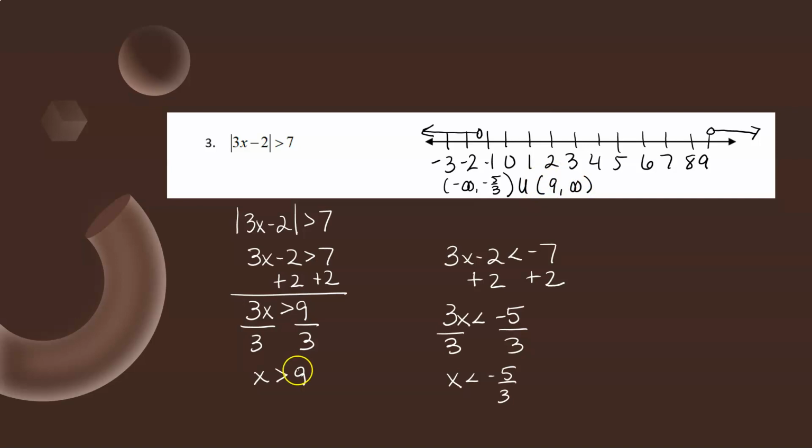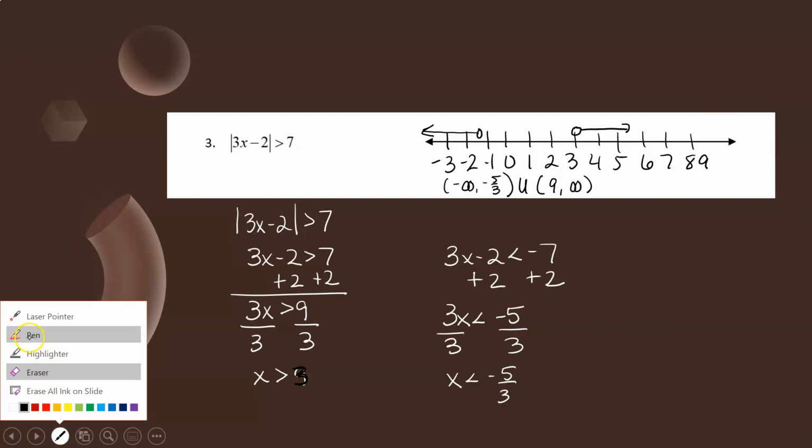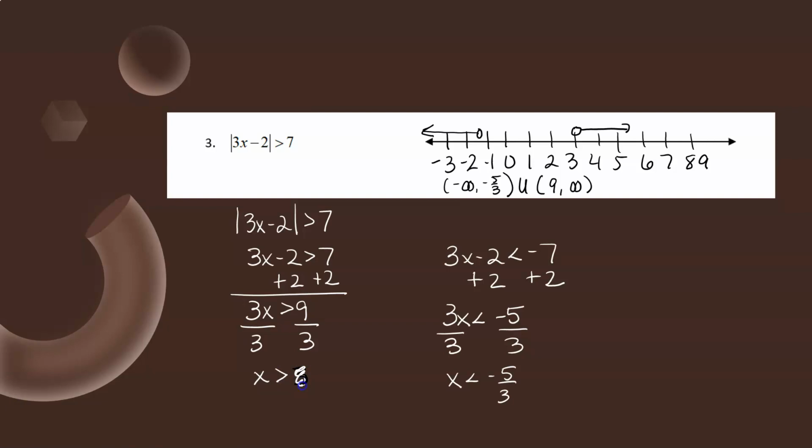Oh, actually, this should be 3. Sorry, folks. This should be 3. So let's do this. I didn't do the division. So let me change this to 3. There you go. Sorry about that. And this should not be 9. It should be 3. There you go.